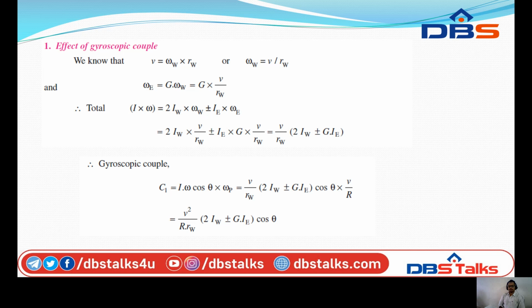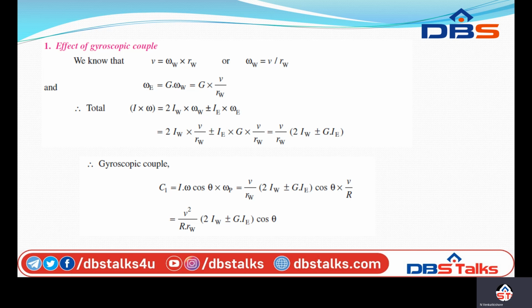So we know the radius of the wheel. There we can get omega W is equal to V by RW, and at the same time the angular velocity for engine parts, omega E, is G into omega W. We know that G is equal to omega E by omega W. So we can substitute here, omega E is equal to G into V by RW.